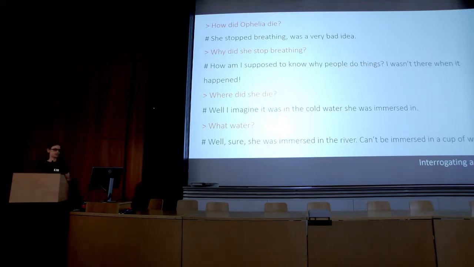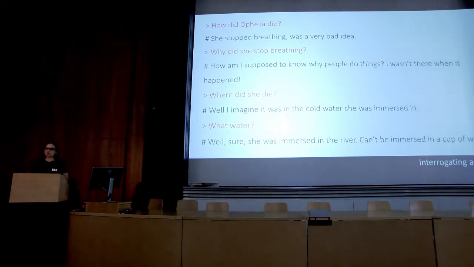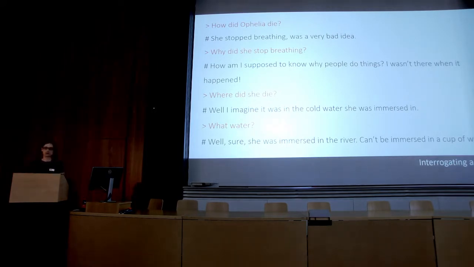"Why did she stop breathing?" "How am I supposed to know why people do things? I wasn't there when it happened." "Okay, so where did she die?" "Well, I imagine it was in the cold water she was immersed in." "What water?" "Well, sure, she was immersed in the river. Can't be immersed in a cup of water." So here you go. You have the information. She drowned in the river. You can move forward with some of the other characters.